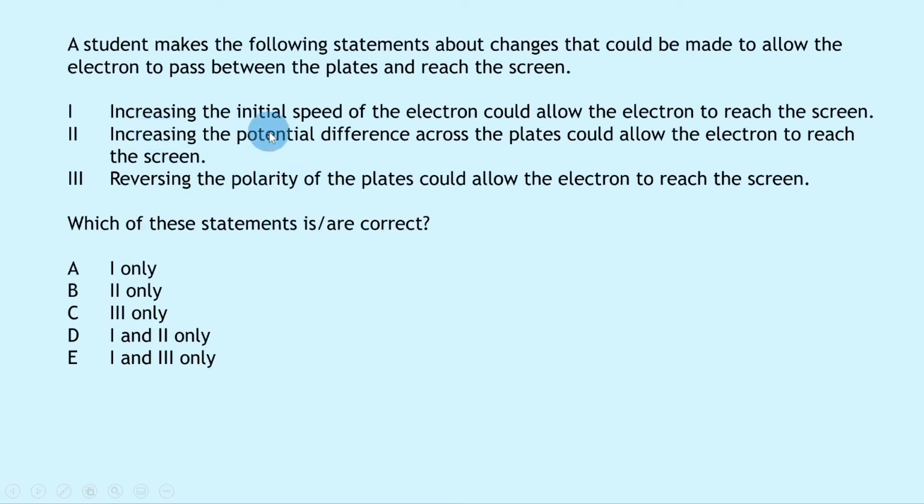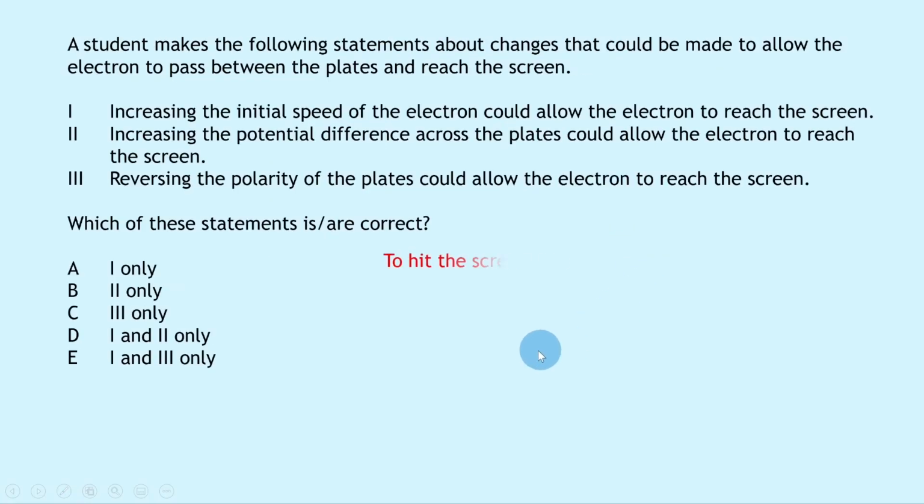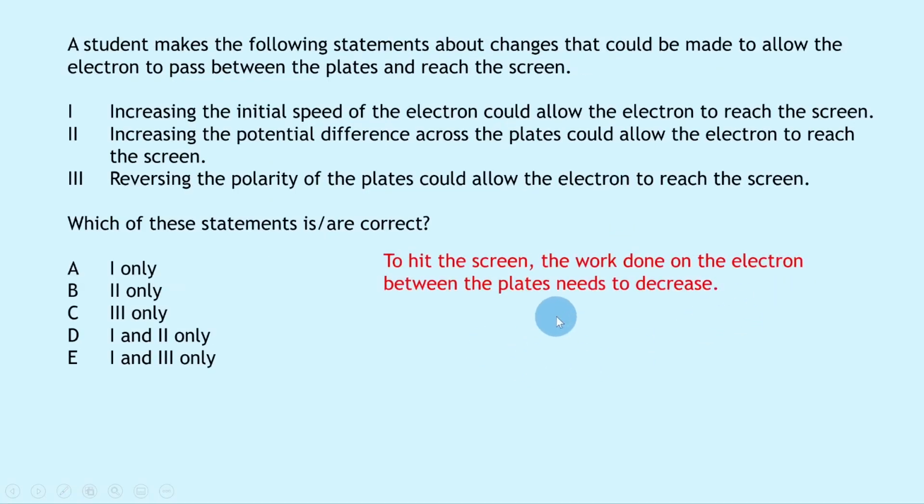So for the first one, increasing the initial speed of the electron could allow the electron to reach the screen. Well, if we look back at the picture here, in order for the electron to hit the screen, we want the work being done on the electron, causing it to curve and hit the top plate, to decrease. Because if we decrease the work done on the electron here, it's not going to bend as much, and therefore it's going to travel further and maybe hit the screen. So we can say that to hit the screen, the work done on the electron between the plates needs to decrease. So let's see what that means for the initial speed of the electron.